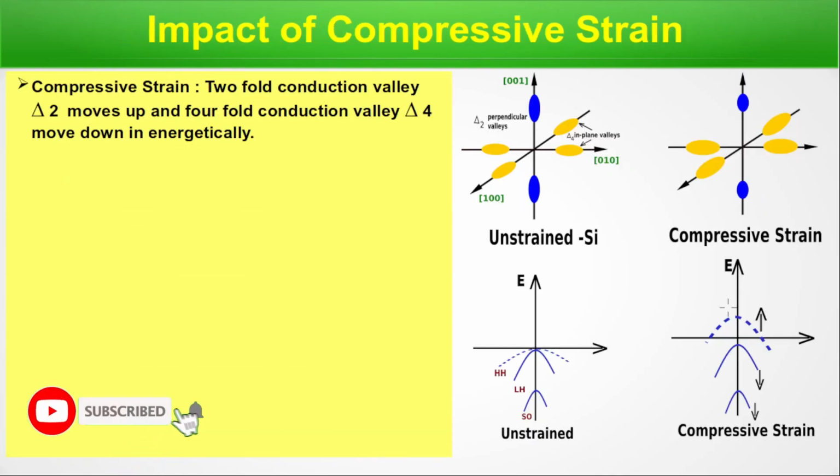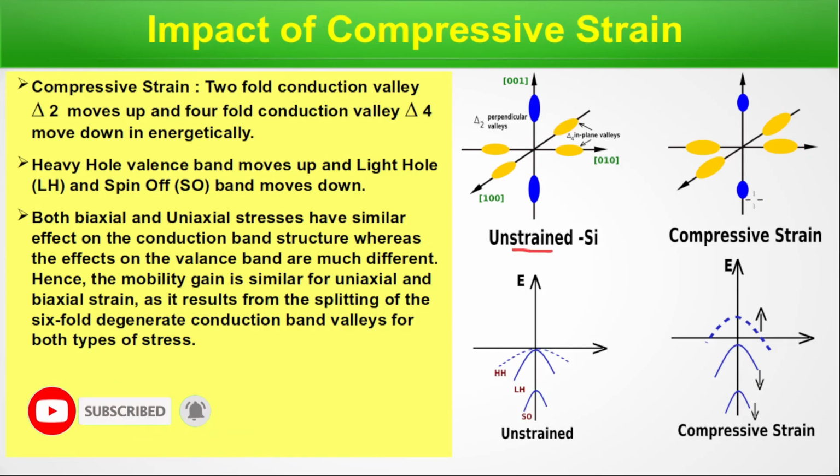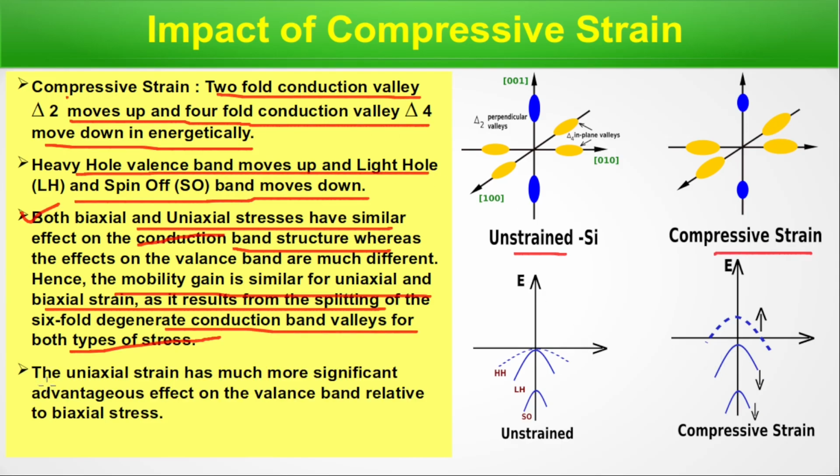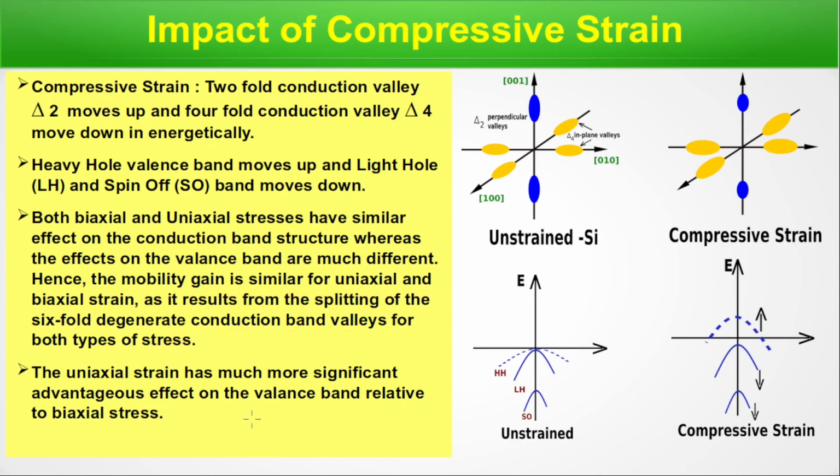Impact of compressive strain. This is the unstrained silicon, and in compressive strain, these two move upward. That is, the out-of-plane delta 2 valleys move upward, and these 4 in-plane valleys move downward. And for the heavy hole valence band, the uniaxial strain has a much more significant advantageous effect on the valence band relative to biaxial stress. So we are done with this slide. We are done with this discussion.